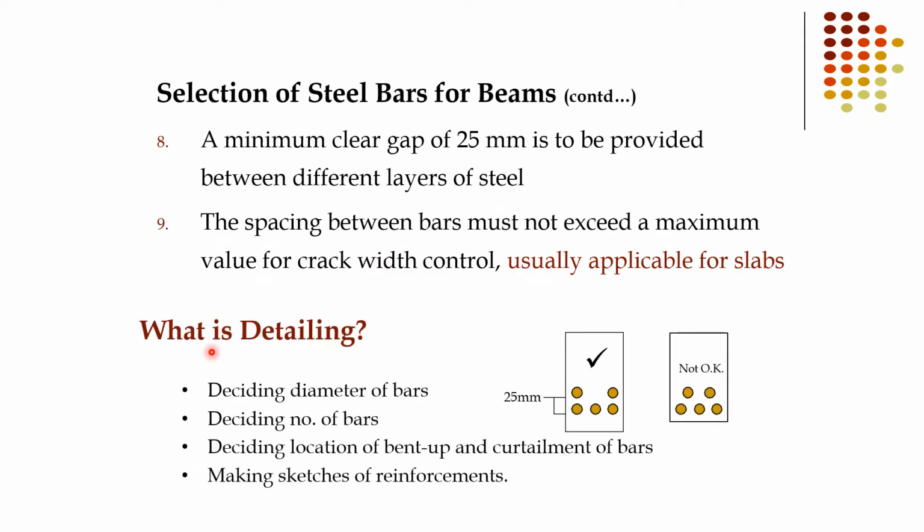What is detailing? Detailing is, after designing the beam, we have to sketch that section into the drawing so that we can give this drawing to the contractor. So after getting the drawings, the contractor can cast the concrete and cast the members as per specification. That is called detailing. In the detailing, we have to decide the diameters of bars, the number of bars, the location of bent up and curtailment of bars, and make a sketch of the reinforcement. This is called detailing.